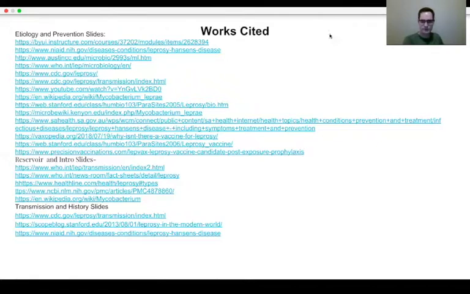And this is our works cited slide where we included the websites that helped us find our information.